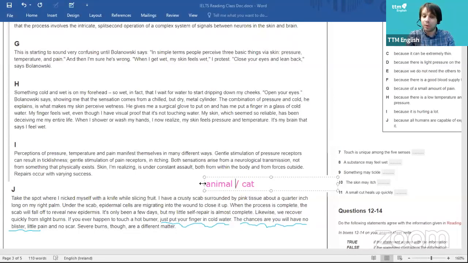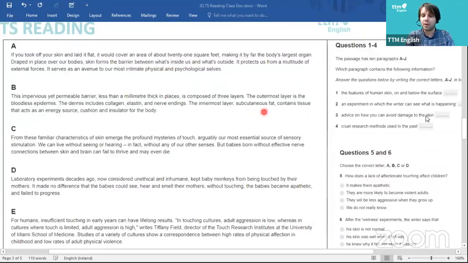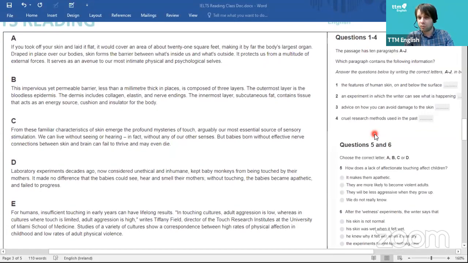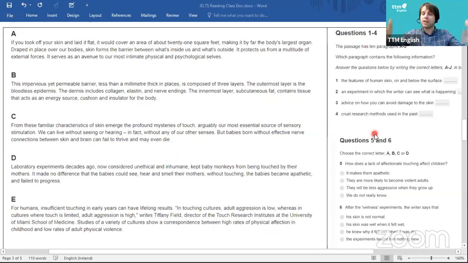And cat is an example of an animal. So that's something we might want to work on a little bit more. But let's go back because we need to get through a lot of these today. I'm trying to model how to do this. You can practice your reading at any time, but we're trying to think it through.